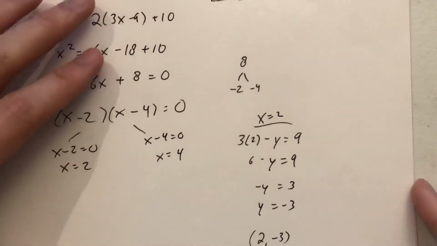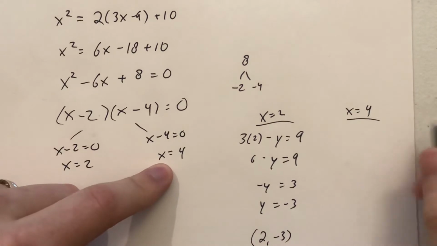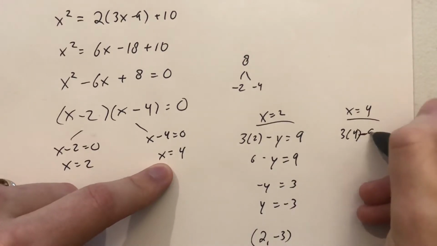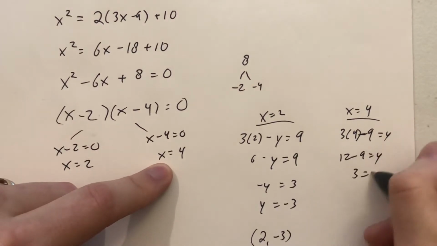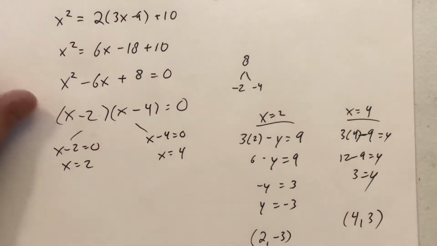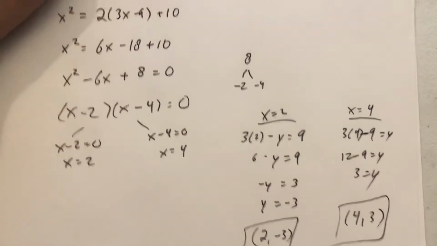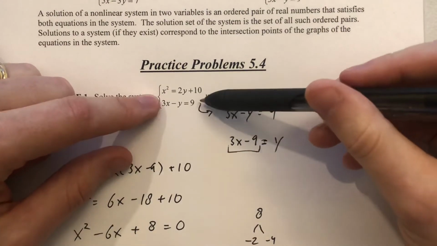Oops, that's off the screen. And then using x equals 4, looks like we get y equals positive 3. So the point 4, 3. So we do end up with two different solutions, two points where these two graphs, I should say, intersect.